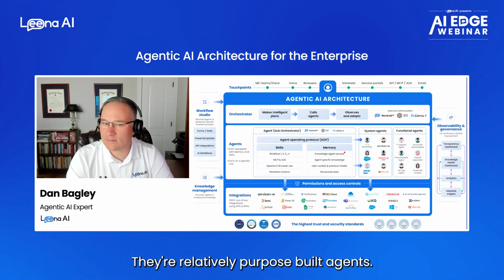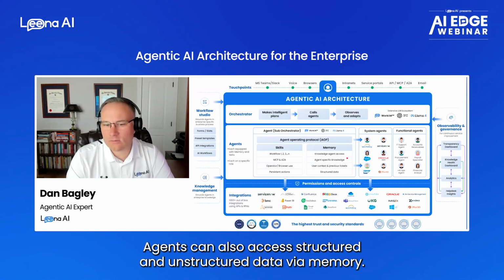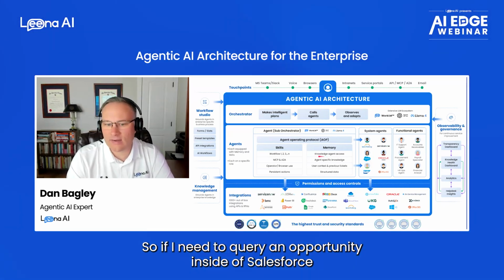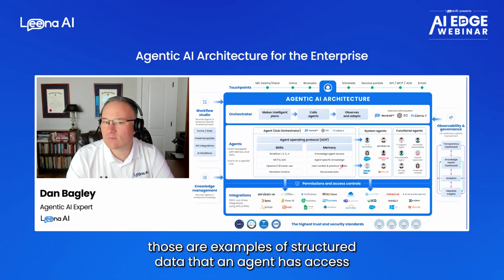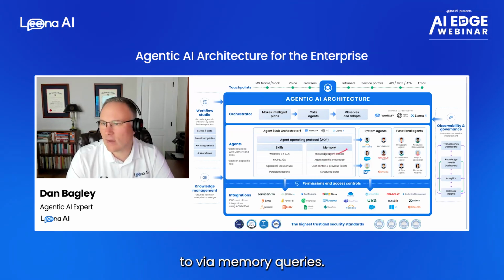They're relatively purpose-built agents. Agents can also access structured and unstructured data via memory. So if I need to query an opportunity inside of Salesforce, or a ticket inside of ServiceNow, or an employee inside of Workday, those are examples of structured data that an agent has access to via memory queries.